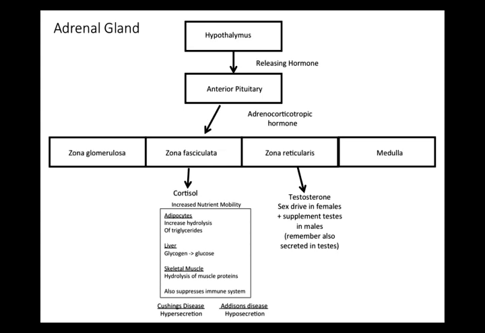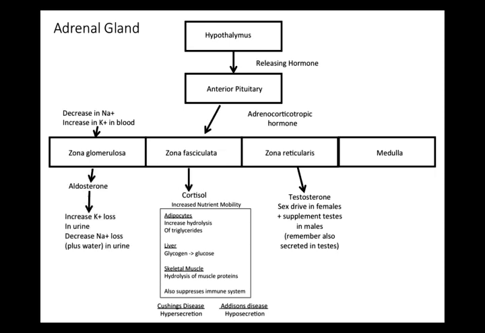All right, couple more left, almost done. So in the glomerulosa, we have the ability to detect the sodium and potassium levels in the blood. If there happens to be a decrease in sodium or an increase in potassium, then the zona glomerulosa is going to release aldosterone. Aldosterone increases the loss of K+, or potassium, in the urine, so we're going to release more of it from the body. And it also decreases the sodium loss plus some water in the urine.